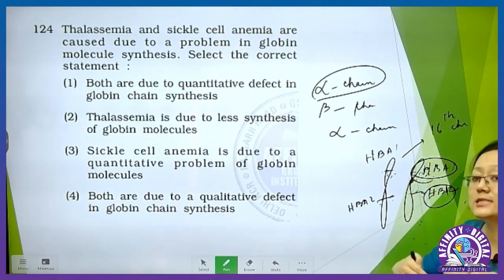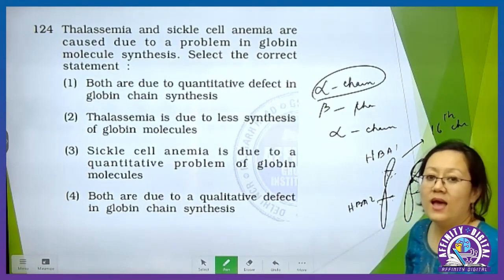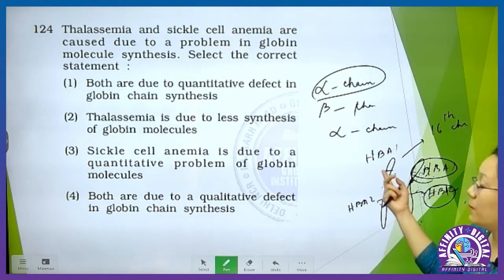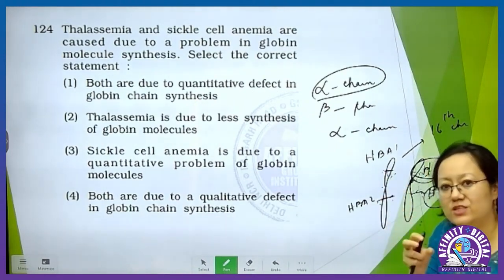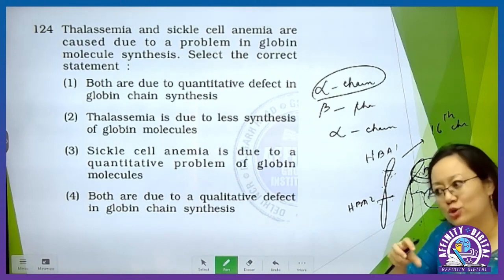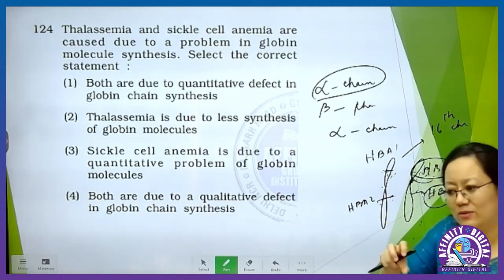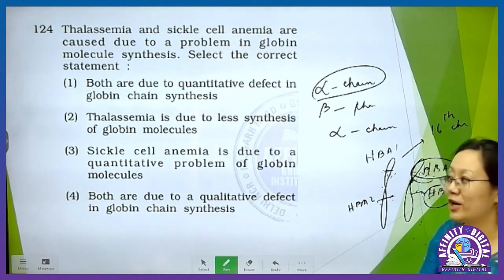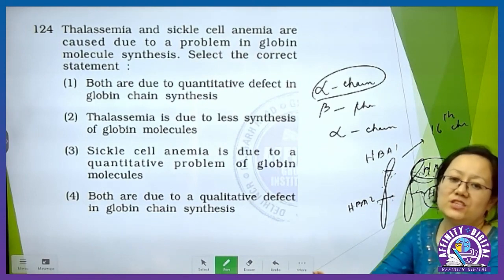That means in this case, the more genes are deleted, the more severe the effect. And that's why this comes with a quantitative effect. If only one gene is deleted, alpha chain synthesis will not be much affected. If two genes are deleted, there is also a mild form of anemia. Alpha chain synthesis will be less. But if more genes are deleted, there will be very little synthesis of alpha chain.